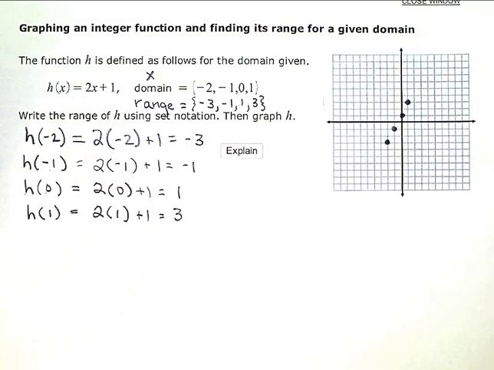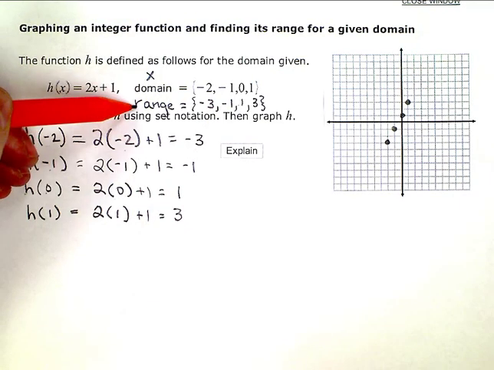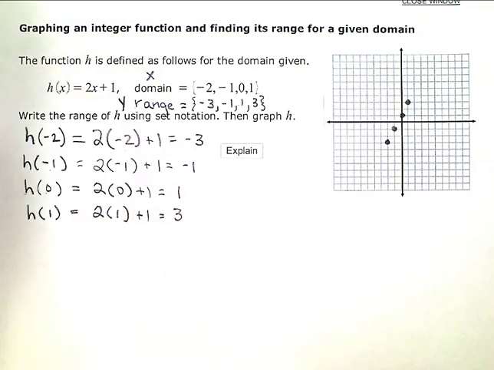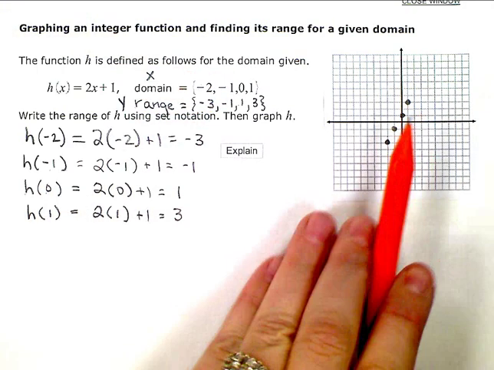So if this is the domain of my function, this is the range, or the set of y values, right? The range is the set of the y values. And if I pair up these x values and y values and plot the points, then this would be the graph.